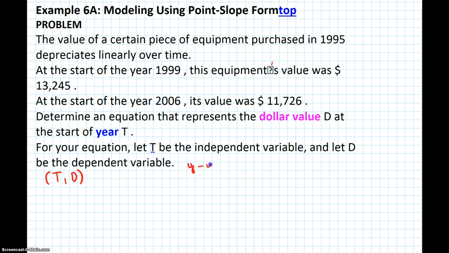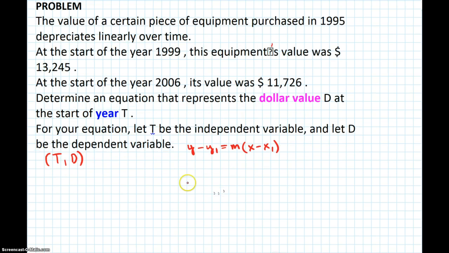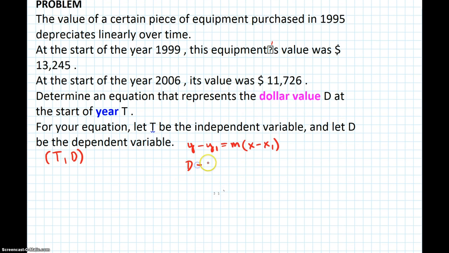y minus y1 equals m times x minus x1. But it's really going to look like this: D minus D1 equals m times T minus T1. Because our x's, our inputs, are now T's, and our outputs are now D's, dollar amounts.